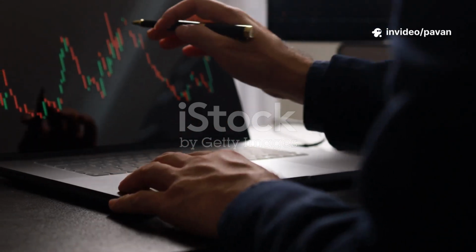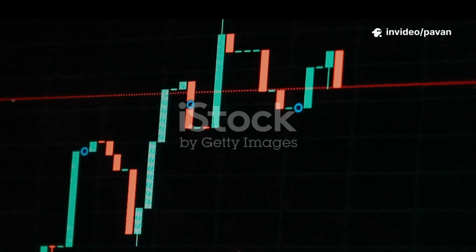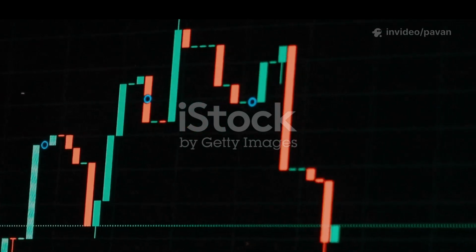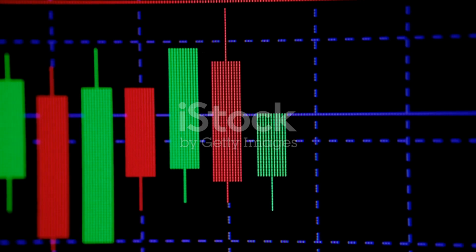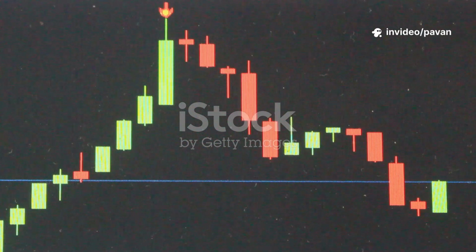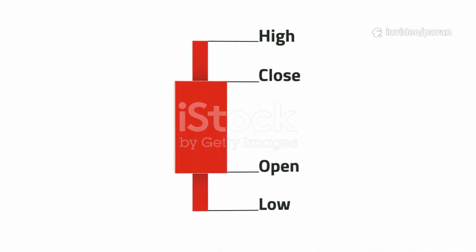Alright, let's break down candlesticks, the secret language of trading. You've probably seen those red and green bars on charts, right? Those are candlesticks, and they tell you a story about what happened with price in a set time. Could be 1 minute, an hour, or even a whole day. Each candle packs in 4 key details: the open, the high, the low, and the close.